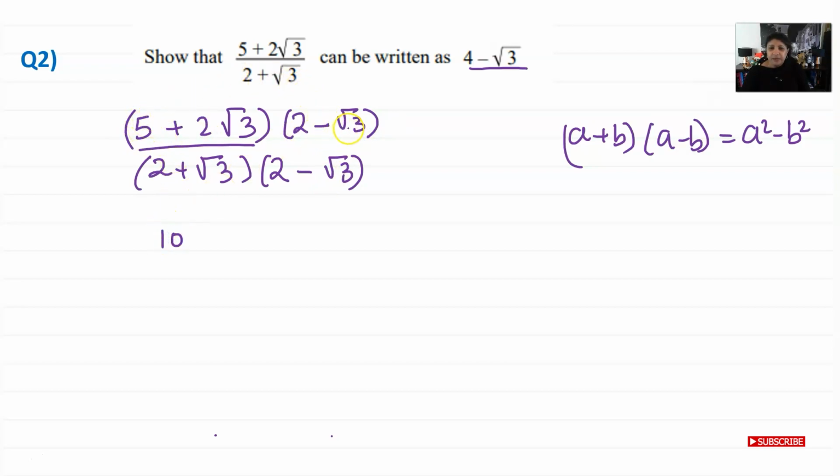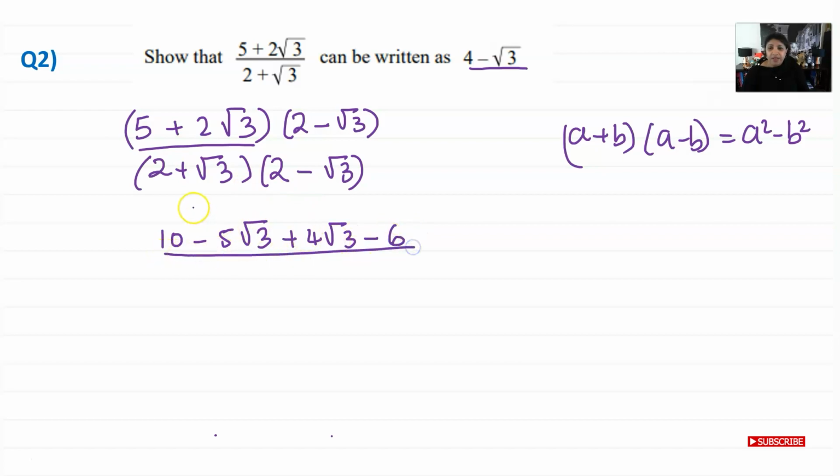5 times negative root 3, so that's negative 5 root 3. And 2 root 3 times 2, so 2 times 2 is 4 and it's positive, so that's going to be 4 root 3. And then 2 root 3 times negative root 3, so root 3 times root 3 will give you 3, times 2 is 6, but there's a positive here and a negative there, so we're going to end up with negative 6.